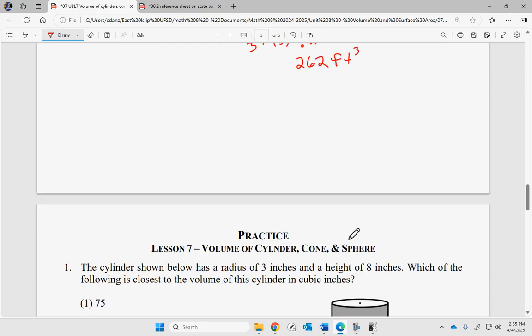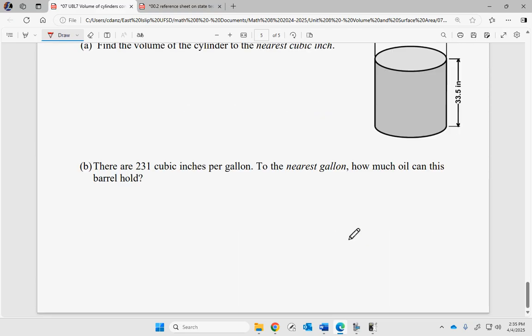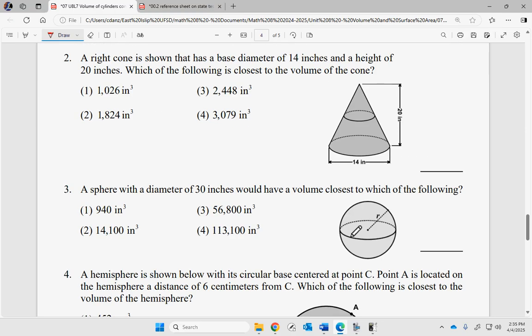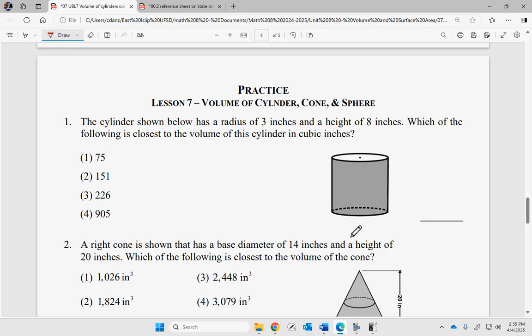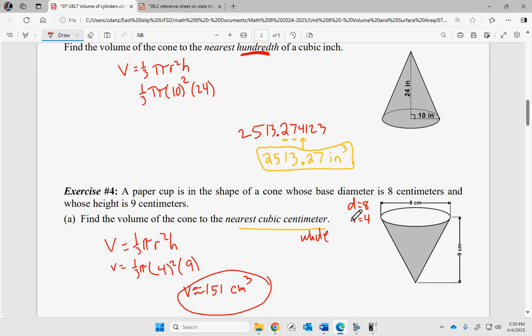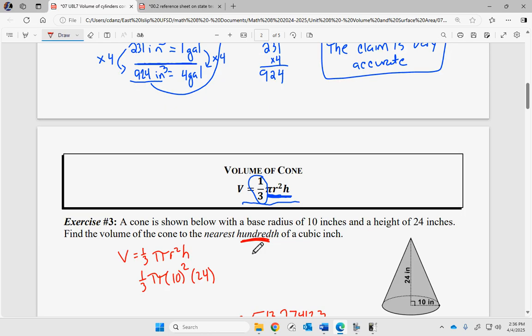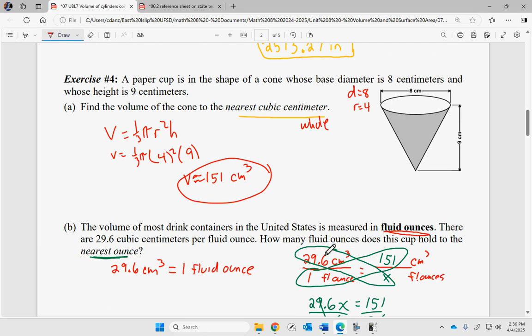So use these notes to help you do your homework. You have 2 pages of homework, but you can see it's pretty straightforward just using the formula. And anything that has some sort of application, like when we were converting here to find out about gallons, or this one, fluid ounces, just be careful, and you could always do it using a proportion.